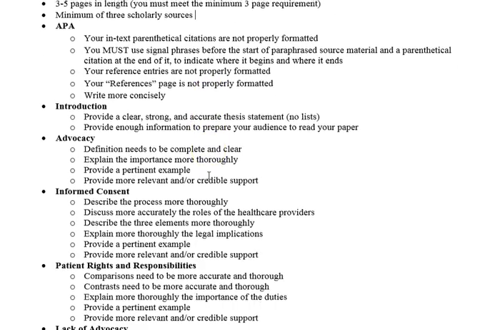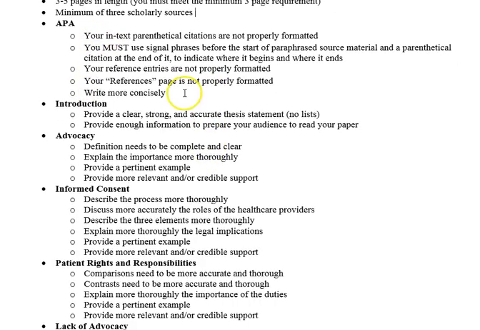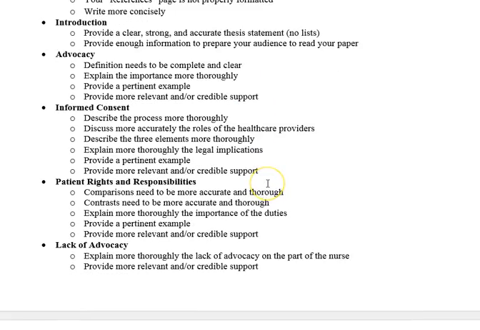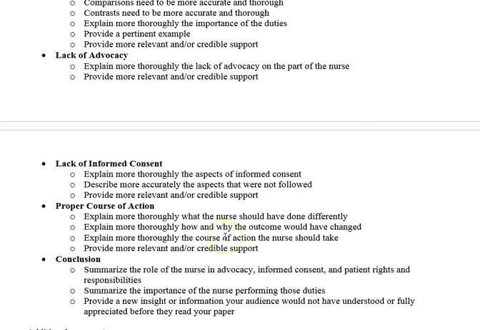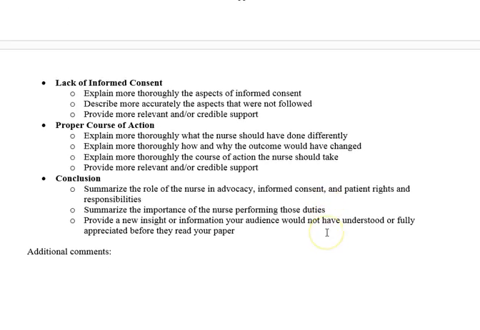Then there's information about APA. This is the parts of APA that we will be focusing on. The introduction, what needs to be in there. In each section here, advocacy, informed consent, patients' rights, lack of advocacy, lack of informed consent, proper course of action, conclusion. So everything that we've talked about, it's explained either in the instructions or in the template, is here on this comments and evaluation sheet. This is going to be used when your paper is being graded.